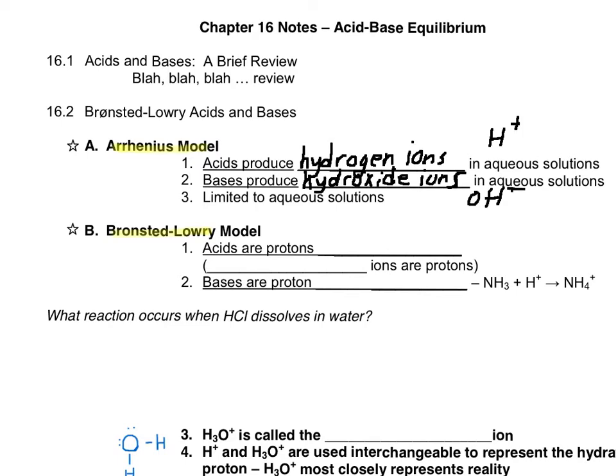So we move to a more inclusive definition, the Bronsted-Lowry acids and bases. Bronsted-Lowry says acids are proton donors, bases are proton acceptors. Now, one really important thing to know when you look at this definition is hydrogen ions are in fact protons.